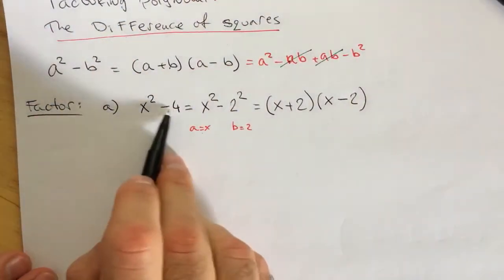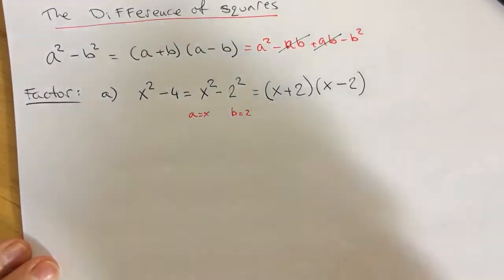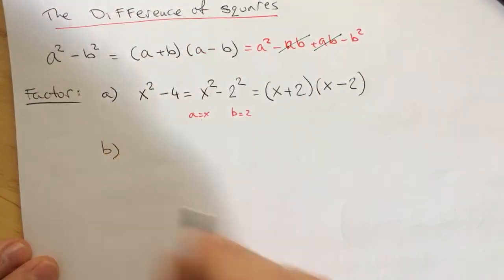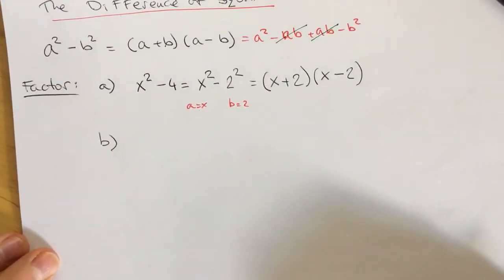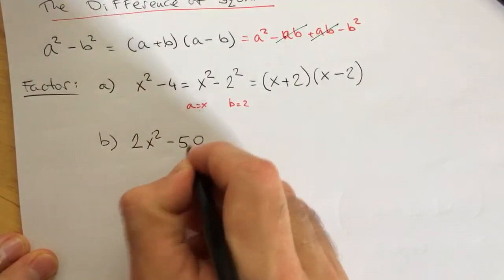So there you go, x squared minus 4. You managed to factor it like this. X plus 2 times x minus 2. Part B, 2x squared minus 50.